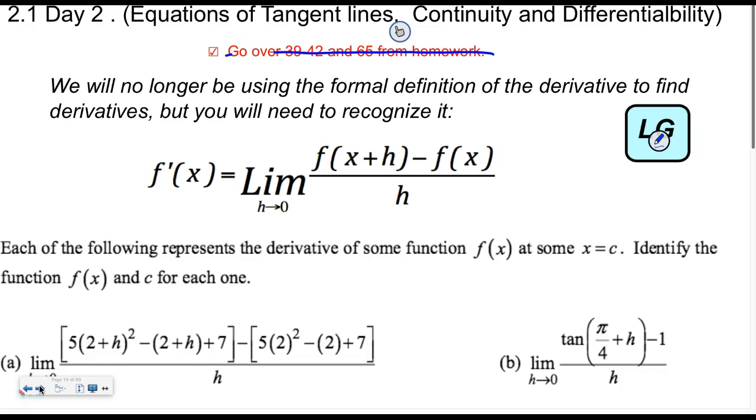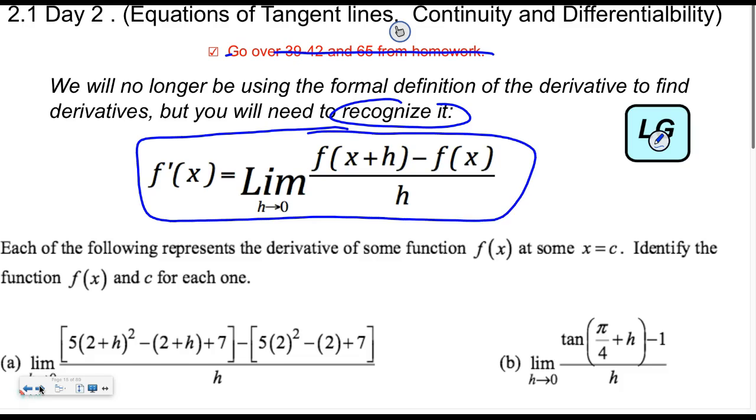So we're no longer going to be using that formal definition anymore. Unless you haven't done 1 through 23 odd, you're done using that. Okay, 1 through 23 odd, you must do the long way or I'll hand your homework back and it'll be considered not done. But after that, we're not going to use it anymore today. But you do need to recognize it for the AP exam. So I will tell you that's a fairly easy task.